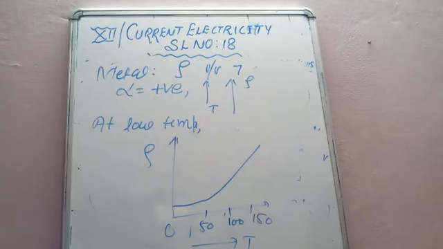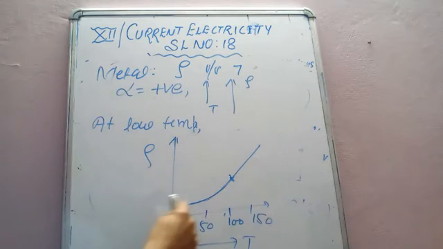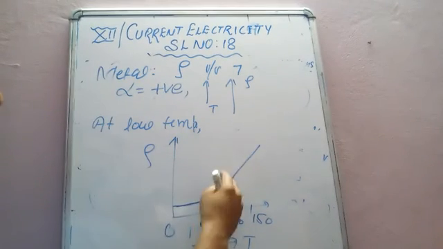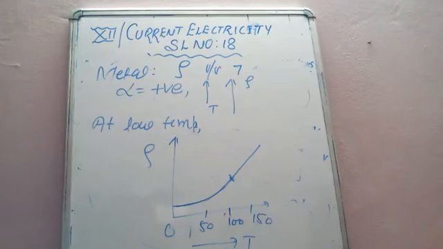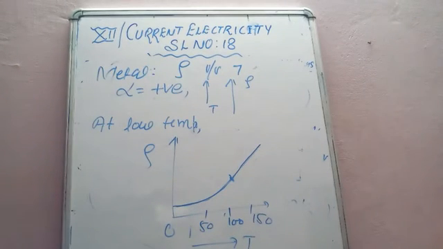These are the experimental observations already given in NCERT. The resistivity increases linearly with increase in temperature from room temperature to higher temperature. At lower temperature you can see that the graph is not linear but non-linear. But when we rise the temperature from room temperature to higher temperature, there will be a linear relationship. Very important point.